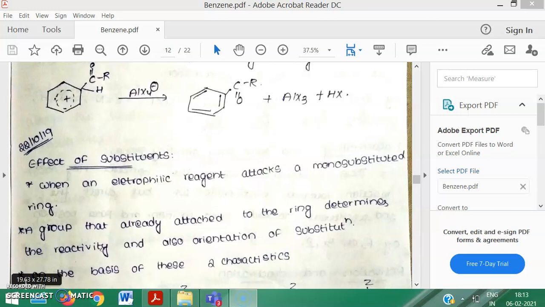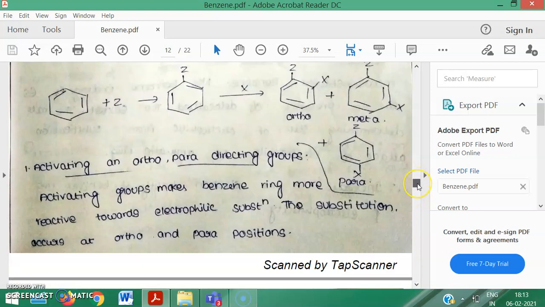See here, when an electrophilic reagent attacks a monosubstituted ring, a group that is already attached to the ring determines the reactivity and also the orientation of substitution, on the basis of these two characteristics: whether activating or deactivating. The benzene already contains one substituent, so it can direct the next substitution to either the ortho position, para position, or meta position.